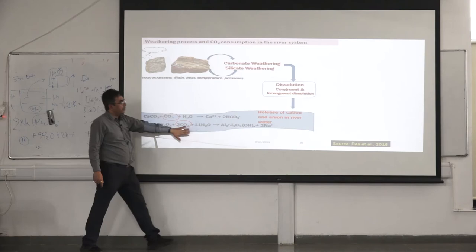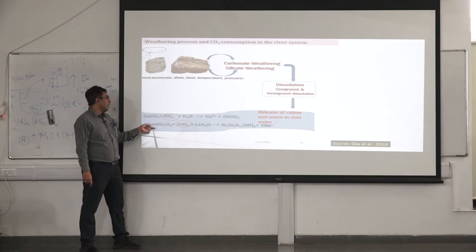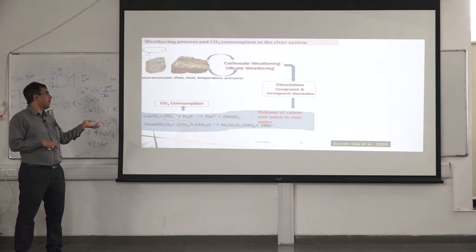river. And so then there is calcium carbonate, and this is the silica. One calcium carbonate takes 1 mole of CO2, will consume the CO2. So both carbonate weathering and silicate weathering will consume the CO2. So, you can measure the consumption rate, and if you want, you can correlate it with the climate change.